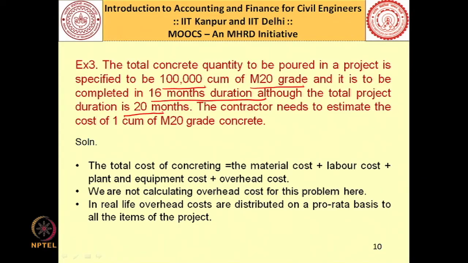So, if I have to estimate this, I have to separately find out the material cost. Now, you know how to calculate the material cost. I have to separately find out the labor cost, that also you know. Plant and equipment cost, I will tell you how to find it out, and overhead cost.